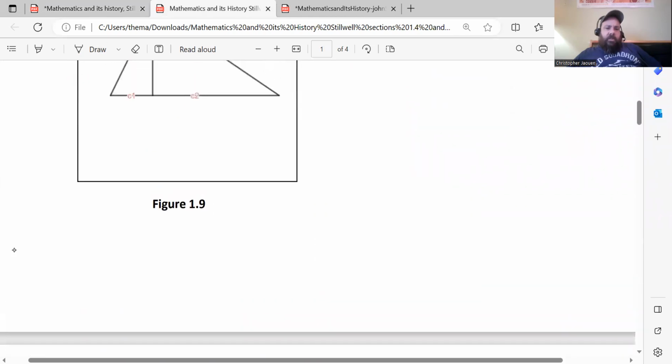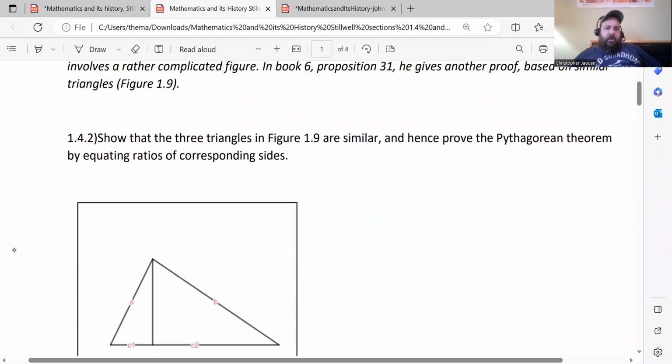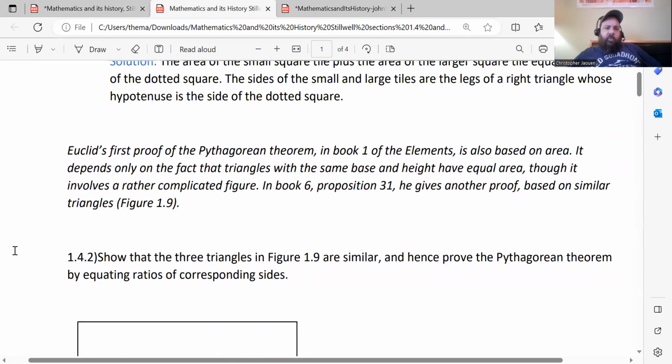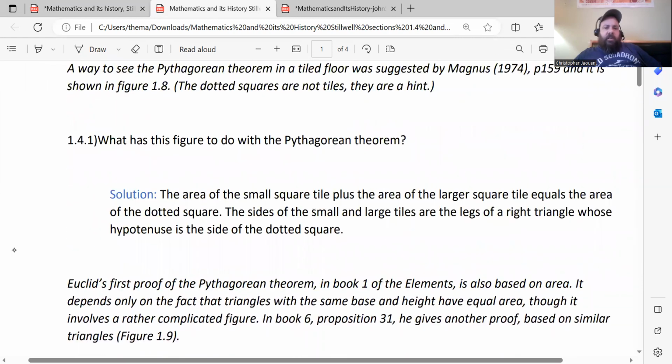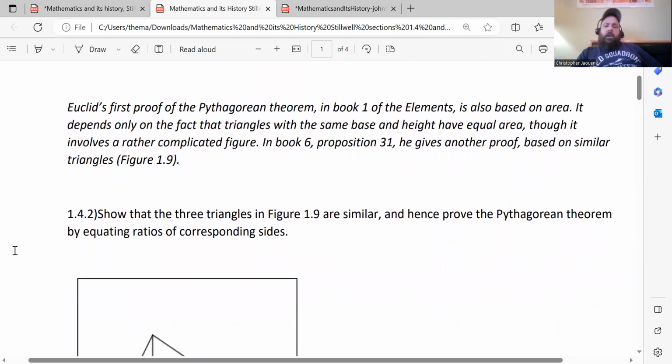I forgot to do this exercise also from 1.4. Let's actually do this first, because I just realized I skipped this. So this is just going back to 1.4 real quick.